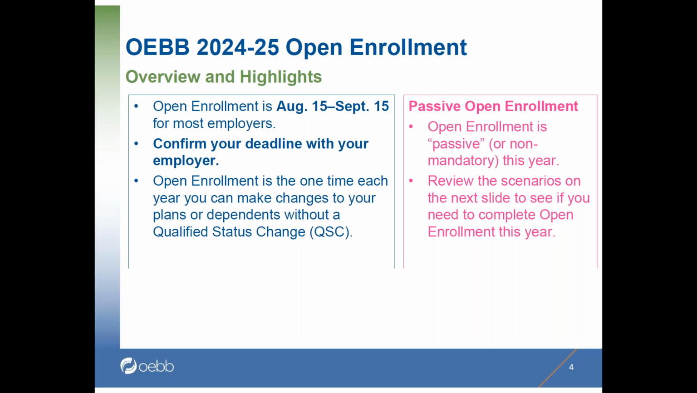So we'll talk about our overview and highlights for the 2024-25 open enrollment. Open enrollment for OEB is August 15th through September 15th for most employers. Do be sure to confirm your deadline with your employer. And please remember that open enrollment is the one time each year you can make changes to your plans or dependents without a qualified status change. However, this year we are having a passive open enrollment, and that means that it is non-mandatory. So we have some scenarios on the next slide to see if you need to complete open enrollment this year.